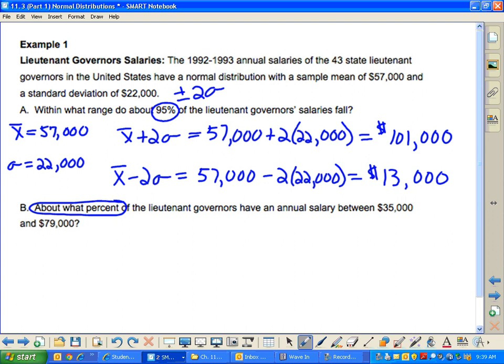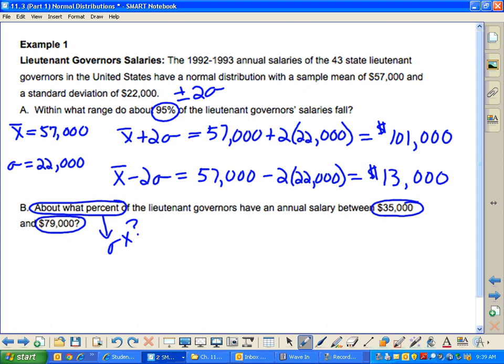So here, they gave us the percent. We determined the number of standard deviations. So here they're asking us a percent. I need to figure out, well, what are my standard deviations? Right now, I don't know how many standard deviations above or below the mean I am. But they give me some information about the boundaries. They say the lower boundary is $35,000 and the upper boundary is $79,000.